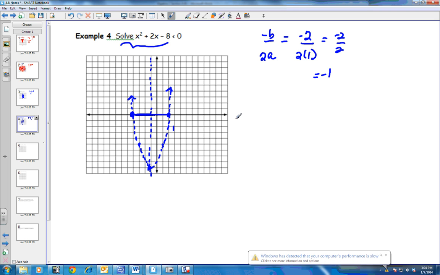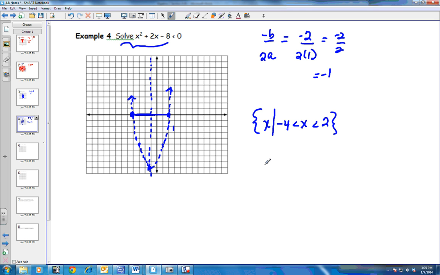The way you write that is this. It's a solution set. So the solution set is all x's such that my x's are between negative 4 and 2. And we've actually written our answers like this before, but it's been a while. So it's below the x-axis from negative 4 to 2. And I know I went below because it said less than 0. Less than 0 means below the x-axis.